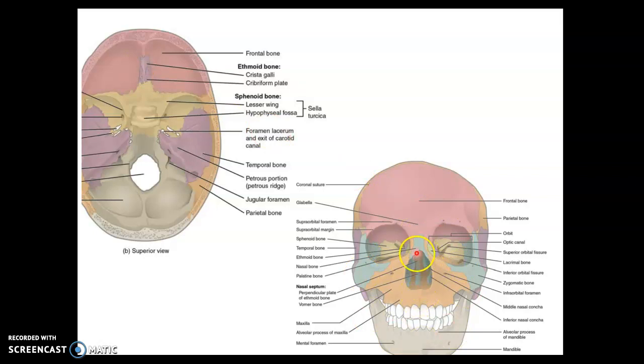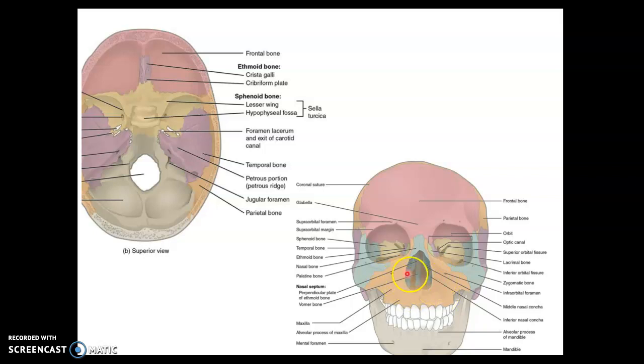This wall that separates the left nostril from the right nostril, which is your nasal septum, well, only the superior portion, the superior half of it, is part of your ethmoid bone, which is the perpendicular plate. The inferior portion is another bone that's called vomer, which we'll see in another video.